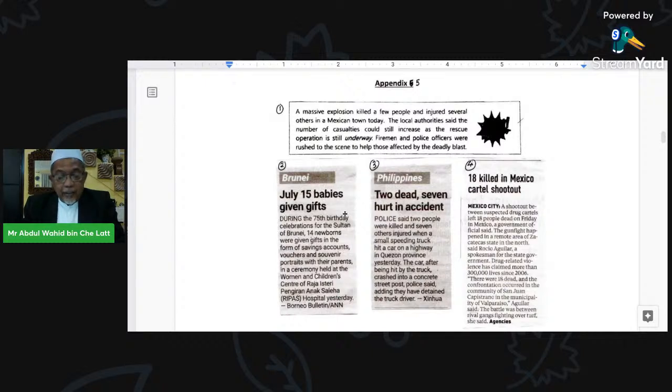Extract 3. Philippines, 2 dead, 7 hurt in accident. Police said 2 people were killed and 7 others injured when a small speeding truck hit a car on a highway in Quezon province yesterday. The car, after being hit by the truck, crashed into a concrete street post, police say, adding they have detained the truck driver.